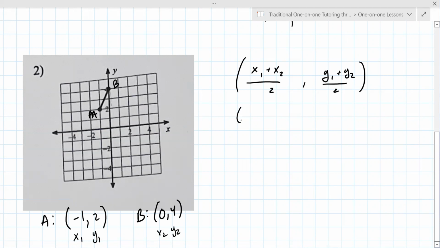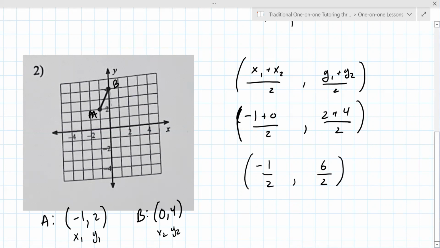So we've got -1 plus 0 over 2, and then 2 plus 4 divided by 2. On the left, it's -1/2. On the right, it's 6/2. And then you can reduce if possible.